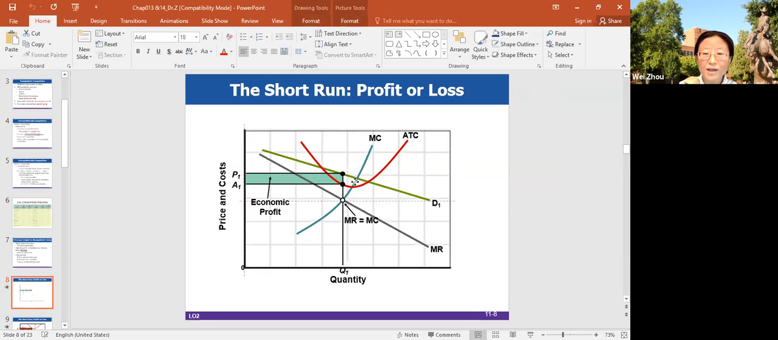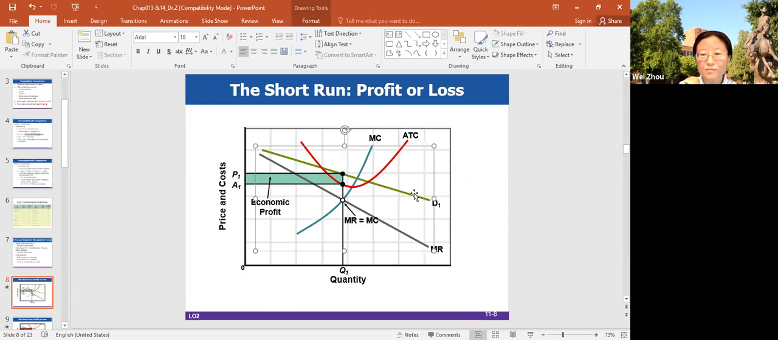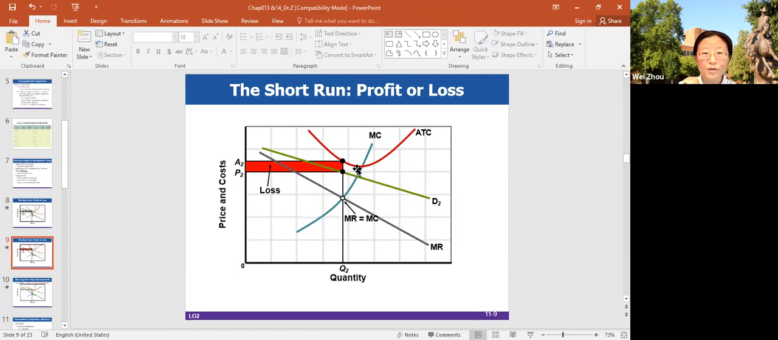So when this price is going up, when this price is going down, eventually you will have zero economic profit. Okay, same thing for this case. Here you have price and then you have marginal revenue. This is the marginal cost, and this quantity is where you want to produce. At this level, this is how much you charge.